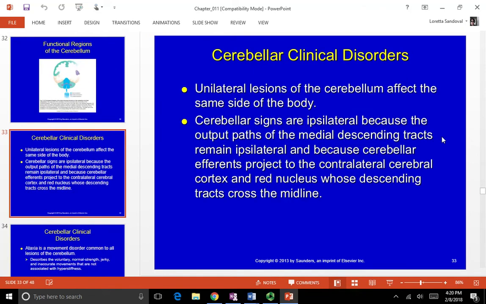So when things don't work, we talked about in the somatosensory system where tracts cross over and what side of the body is affected, and we'll talk more about that in the spinal region and in the cerebrum. But when you have unilateral lesions of the cerebellum, they affect the same side of the body, so there's no crossover in that information going into the cerebellum. So cerebellar signs are ipsilateral because those cerebellar tracts stay on the same side. They don't cross the midline. Okay, easy.